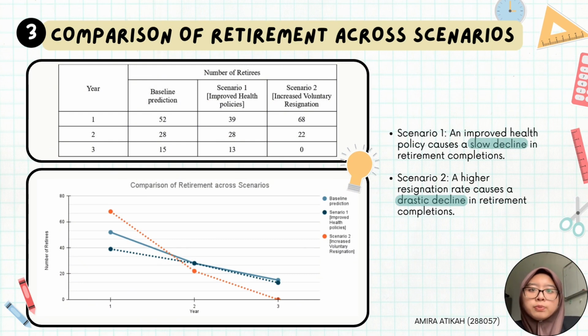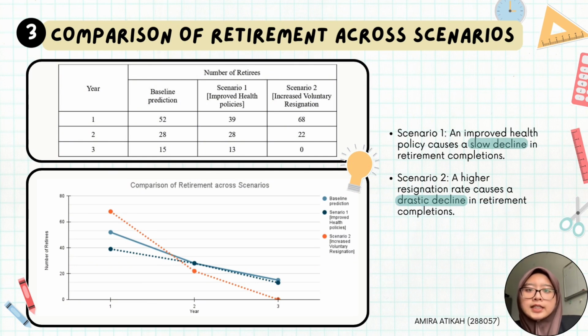However, Scenario 2 presents a contrasting trend with higher resignation rates. Retirement drastically declined to only 11 by year 3. This scenario reflects a significant shift due to external factors such as better job opportunities. Therefore, the company may face challenges in maintaining stability. This could impact productivity and succession planning for the company.